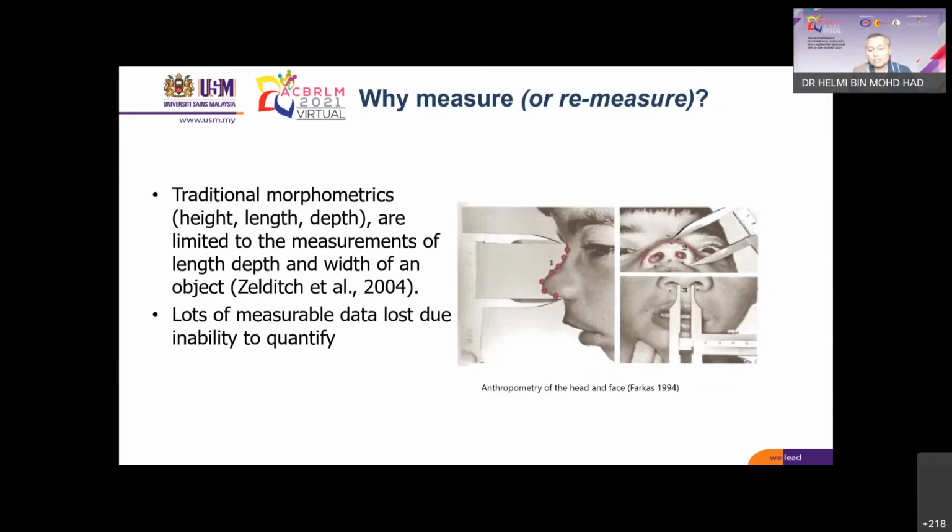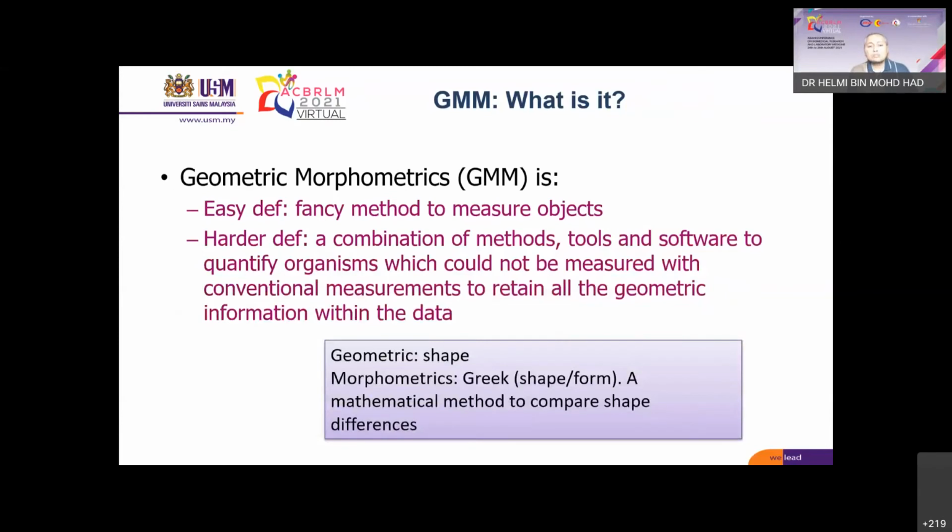We remeasure parts which cannot be measured with conventional instruments. So the outline of the nose or the projection of the nose cannot be measured with conventional instruments, but it can be measured with newer techniques. The newer techniques, with which we can measure this kind of outline or the surface region here, fall under geometric morphometrics. So geometric morphometrics, the easiest definition is just a fancy method to measure objects.